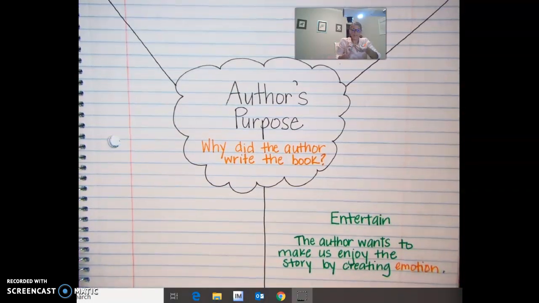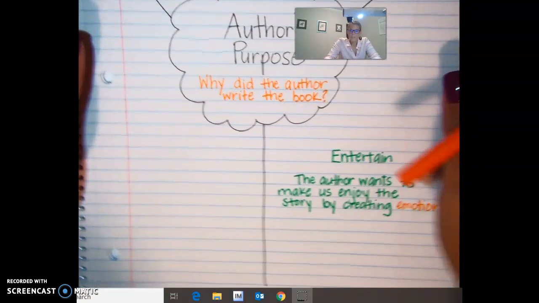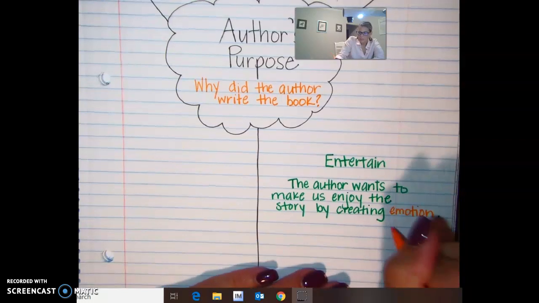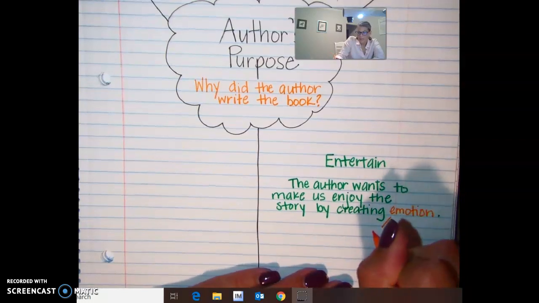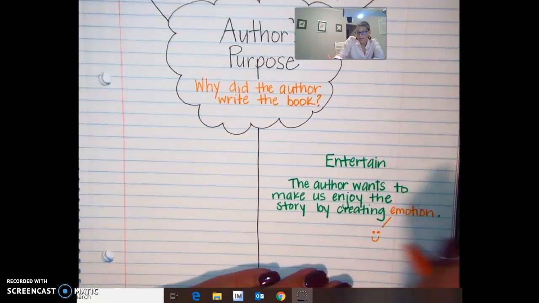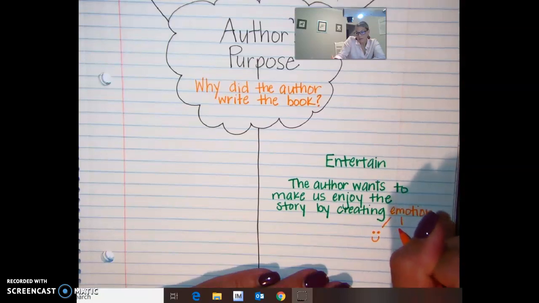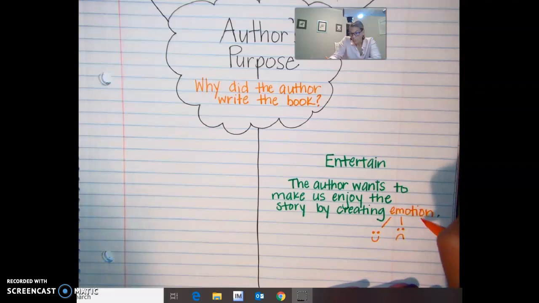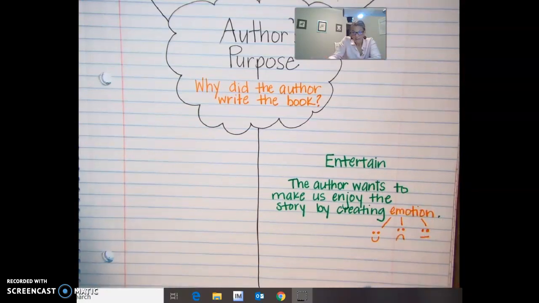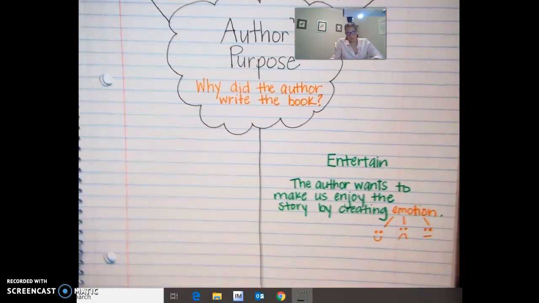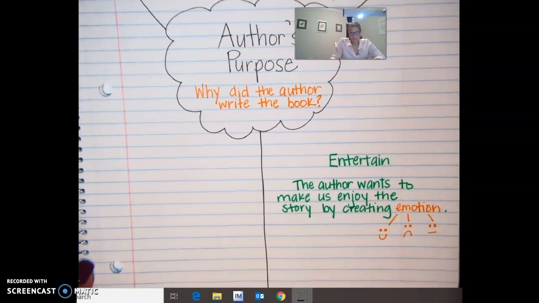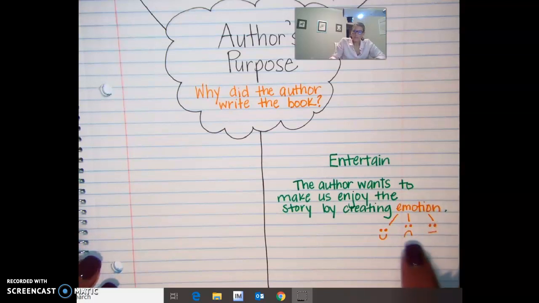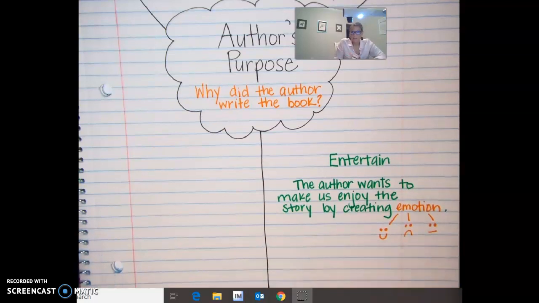So when we say emotion, like I just said a second ago, emotion could be that I am happy, that maybe I am sad, maybe I'm mad or angry or kind of pouting like that was not okay. So there's different kinds of emotion the author may spark within us.